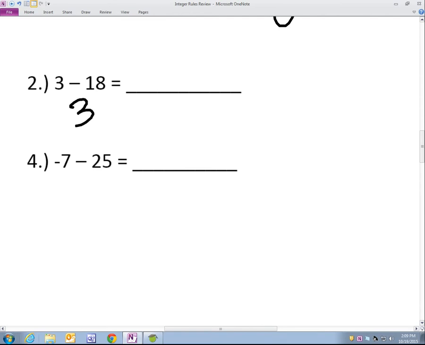Keep, change, change. 18 minus 3 is what? Now, should that be positive or negative? Negative, because 18 is negative. It has a larger absolute value. That's right.